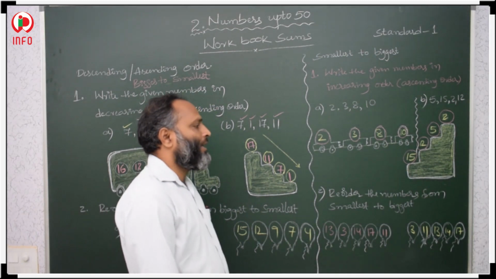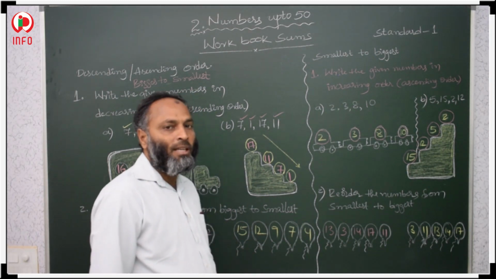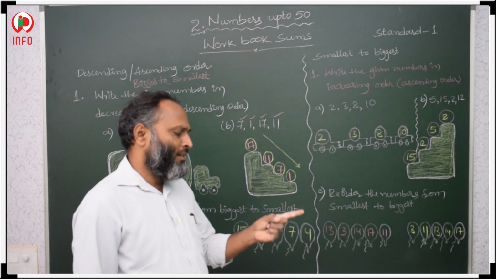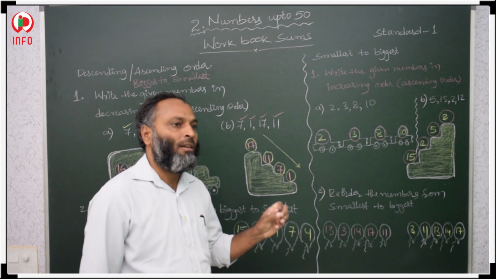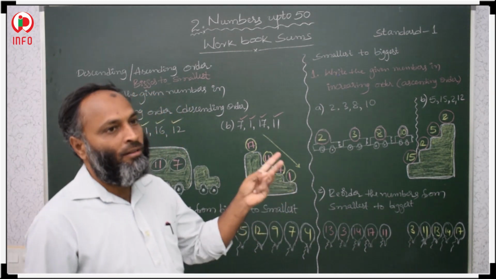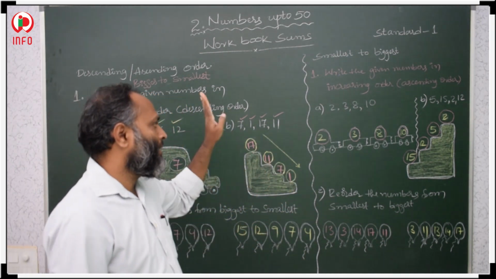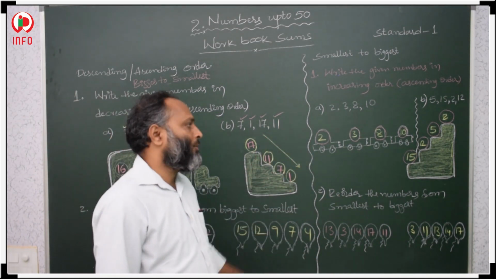Ascending order means increasing order. Descending order means decreasing order, from bigger to smaller. In the same way, ascending order, increasing order, is from smaller to bigger. Whatever the name, the method is the same. Okay.